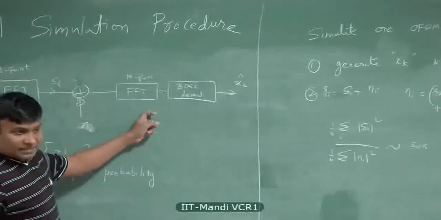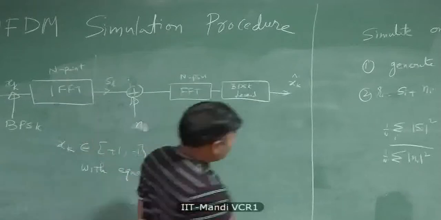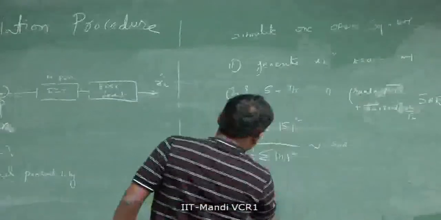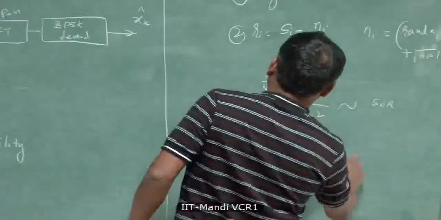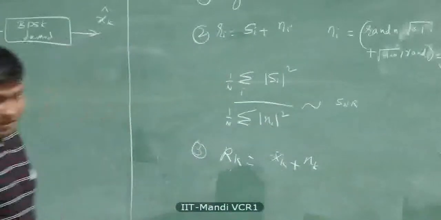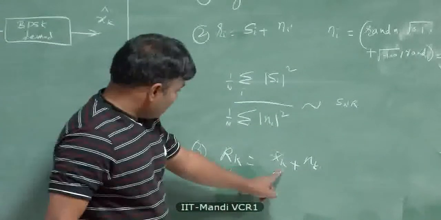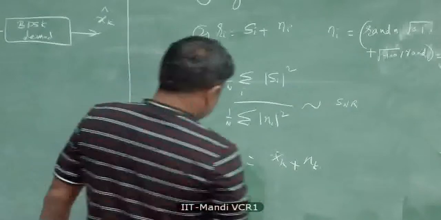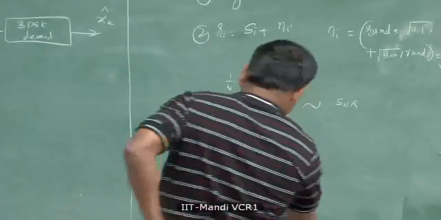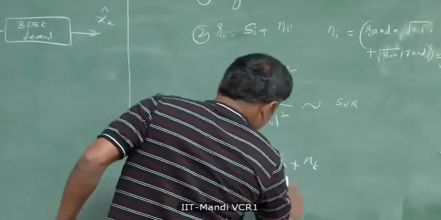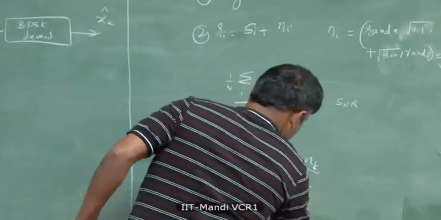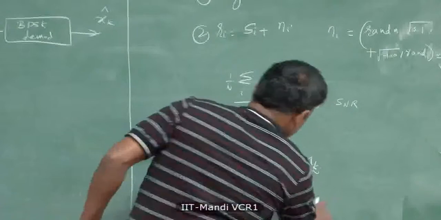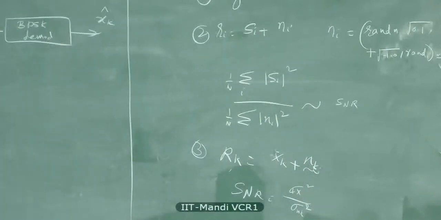Similarly, when you go to frequency domain, you have a signal, the third point, R of k, which is X of k plus N of k. Now, your signal power should be... SNR in this case is signal power, sigma x square, which is 1, divided by the variance of N of k, sigma n k square.